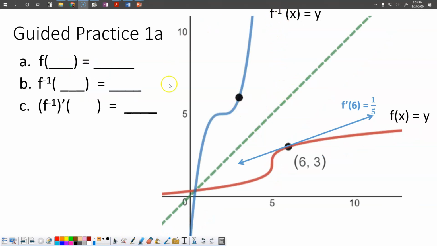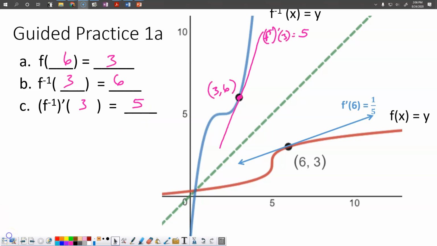So up here we have the red line, which is the graph of f of x. I've given you the point (6, 3), which is on the graph of f of x. I've told you the slope of f at x equals 6 is 1/5. So your job is to fill in these blanks over here with as much information as you can. Okay, pause the video, and when you're done, I'll have the solution up. All right, so f of 6 equals 3, therefore f inverse of 3 equals 6. And since f prime of 6 equals 1/5, f inverse prime of 3 will equal the reciprocal of 1/5, which is 5.